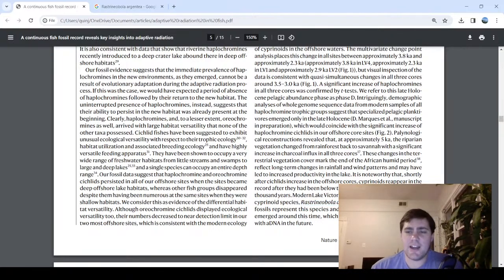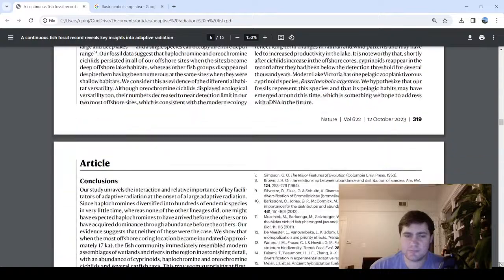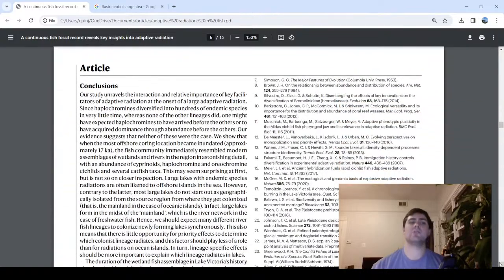We hypothesize that our fossil record, that our fossils represent this species and that its pelagic habitat may have emerged around this time, which is something we hope to address with DNA in the future. All right, conclusions.